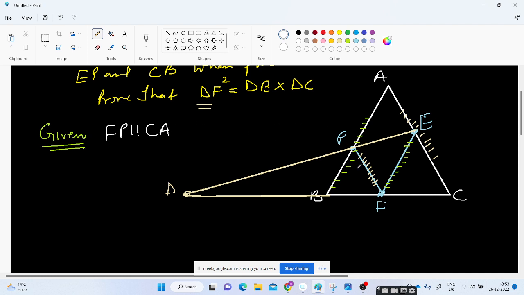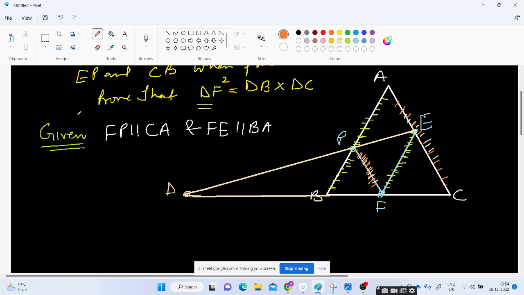Yes beta, you can visualize it as FP. FP is parallel to CA, and what else is parallel, beta, FE is parallel to BA. You can easily visualize it, okay। कलर कर देता हूँ, this yellow one is parallel here and this red one, so these are parallel.